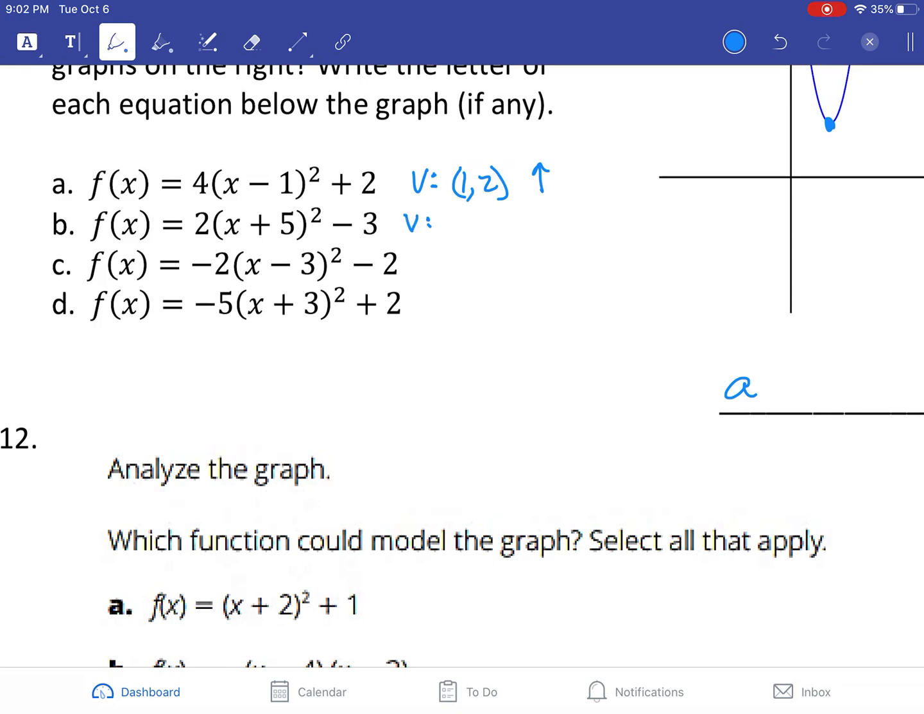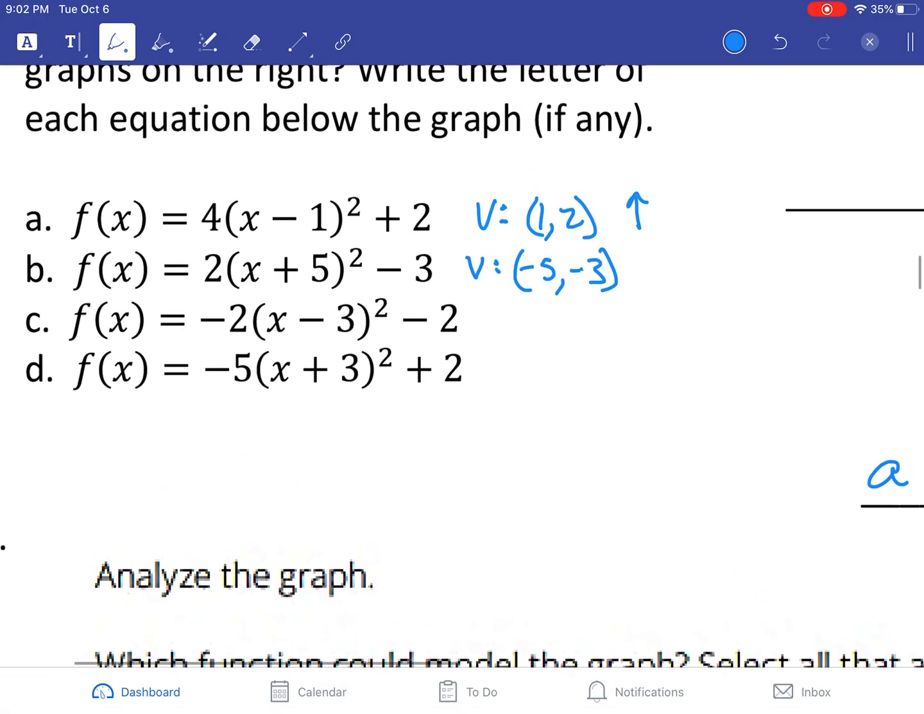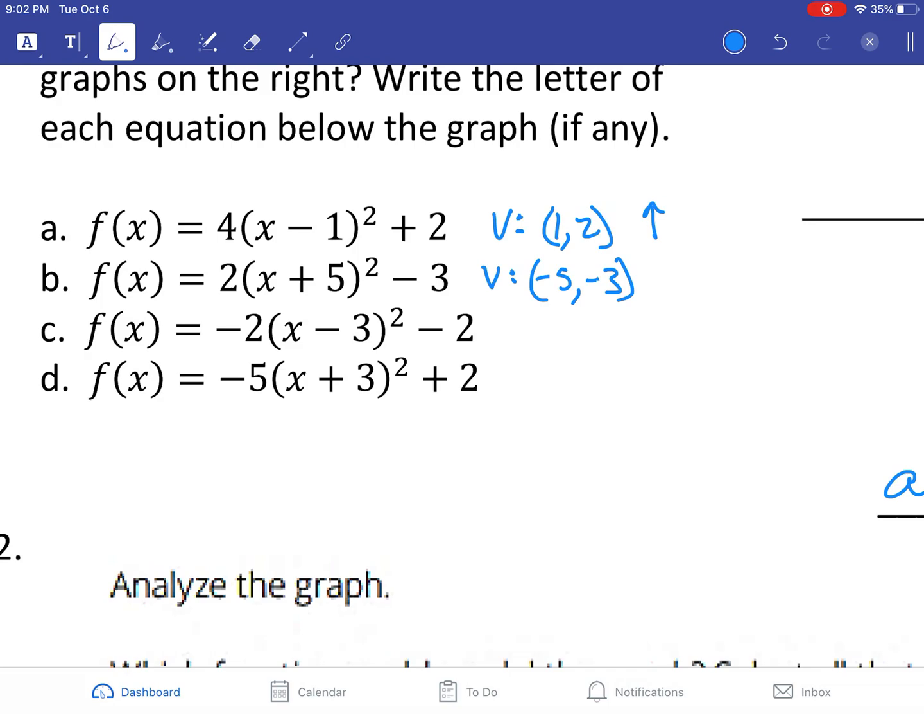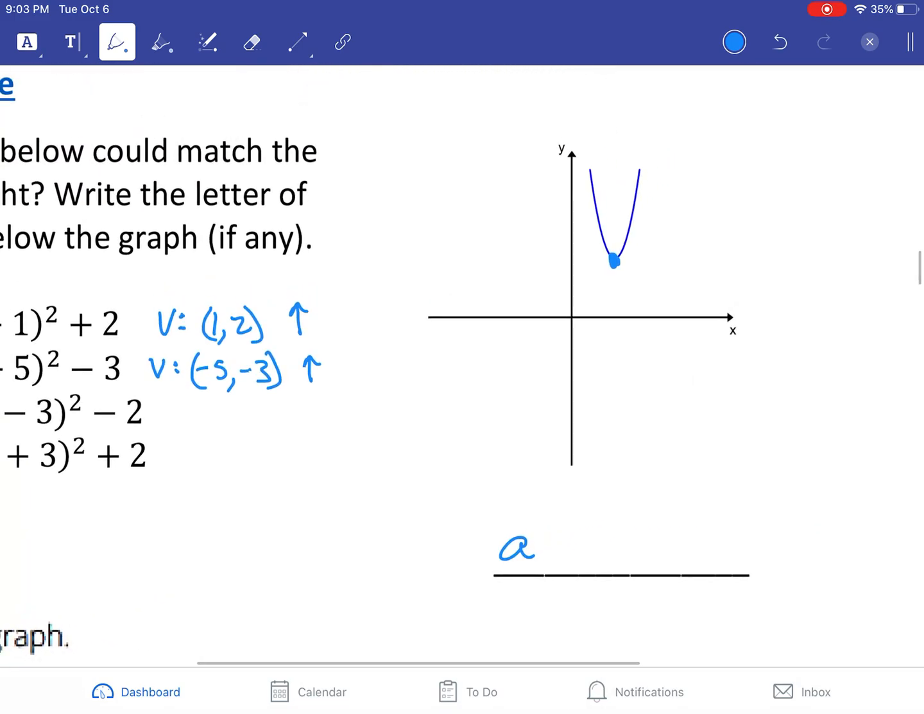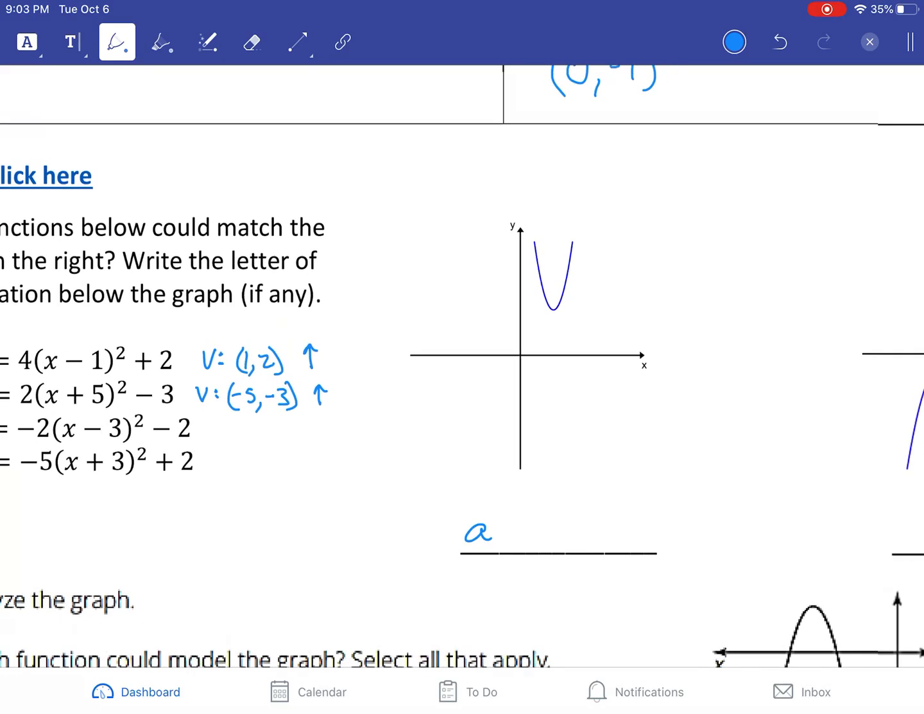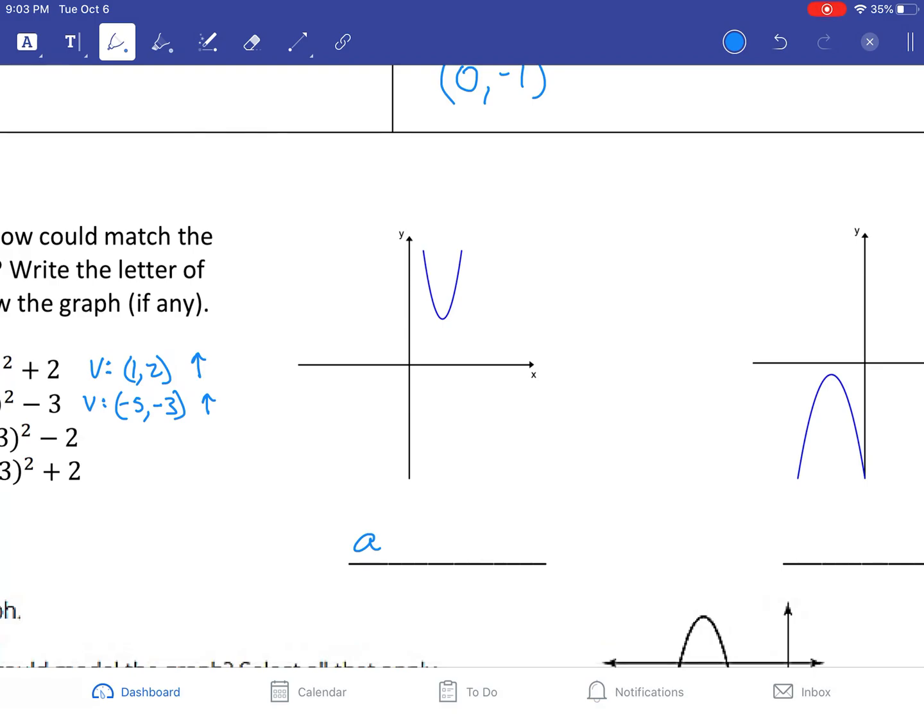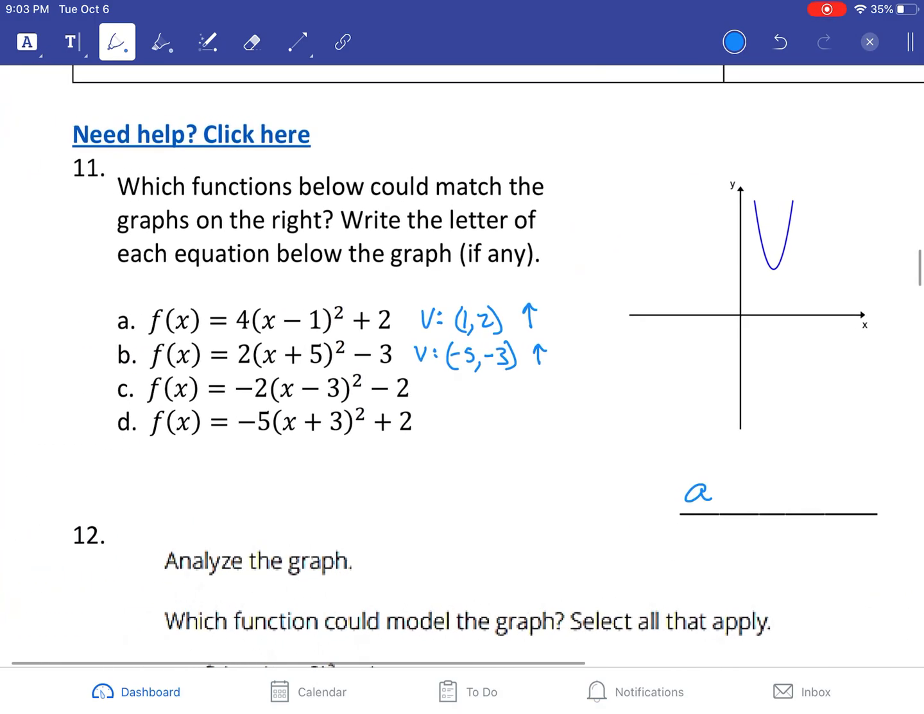The vertex for this graph is going to be negative 5 comma negative 3. Again, make sure when you take the h out of the equation, it becomes the opposite of what it is in the parentheses. And this graph is, again, because the 2 is positive, going up. So you can only look at the first graph here, but its points are both positive, and the point for the vertex in this equation is both negative. So that's not going to work. So that's not going to be in either graph because the other graph that we're using on the other side is going down, and this equation has to go up.